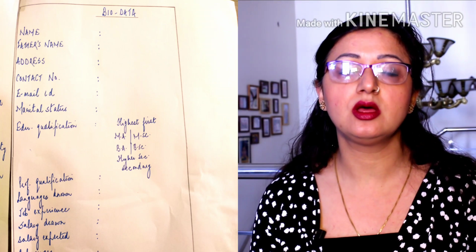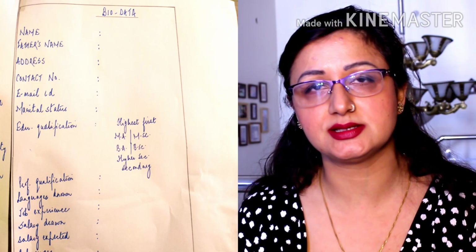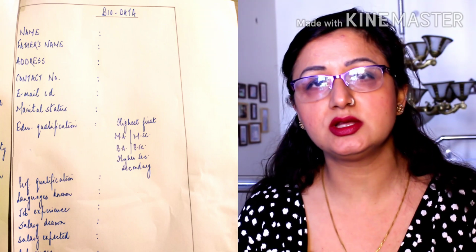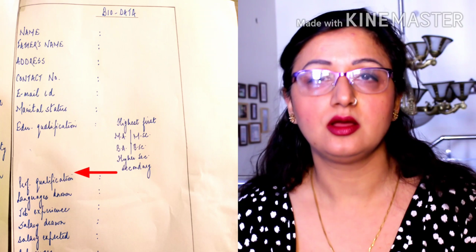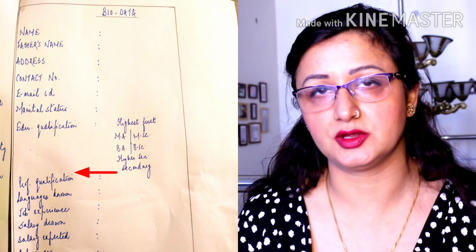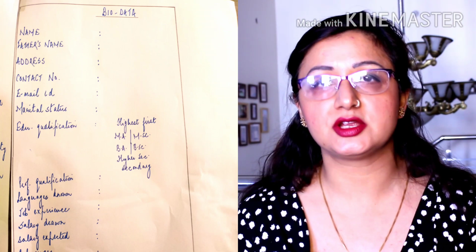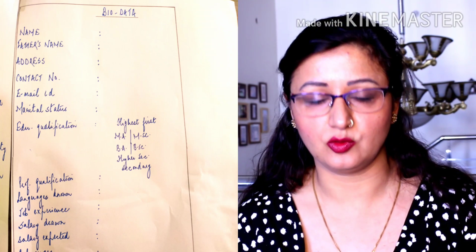You have to mention the university or the board from which you passed your exam, the subjects that you had offered, and the percentage you got. So this always comes in a tabular form. Thereafter, you will have your professional qualification. For example, if you are applying for the post of a teacher, then your professional qualification is B.Ed. So make a separate heading, a separate point for professional qualification.